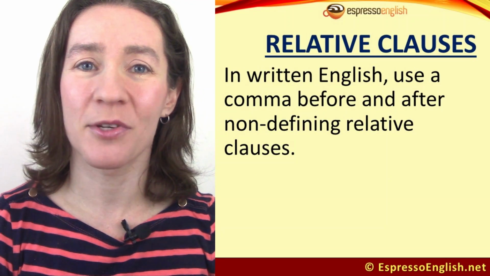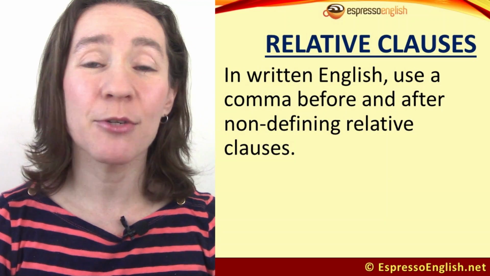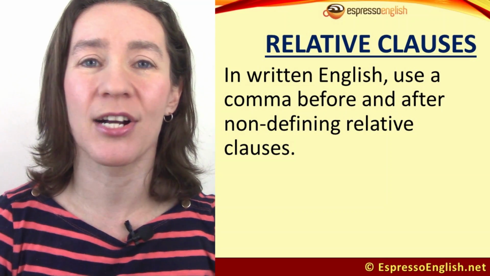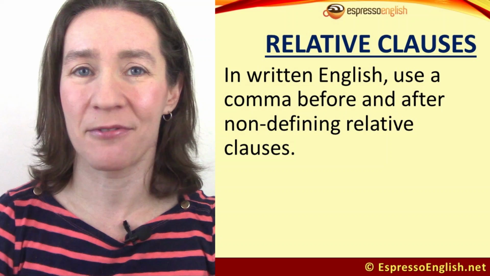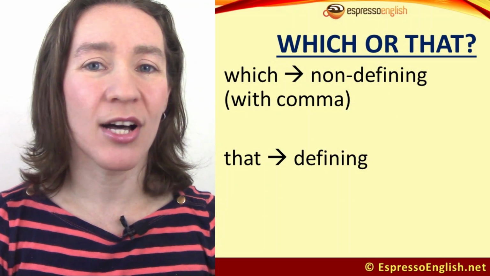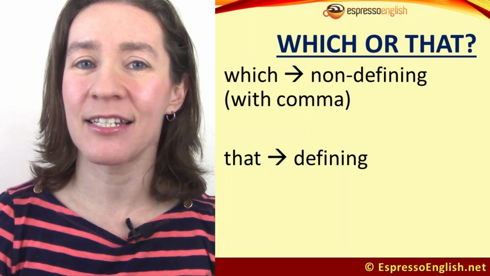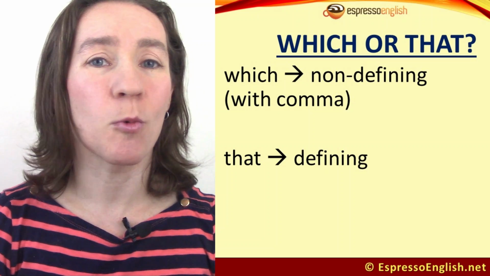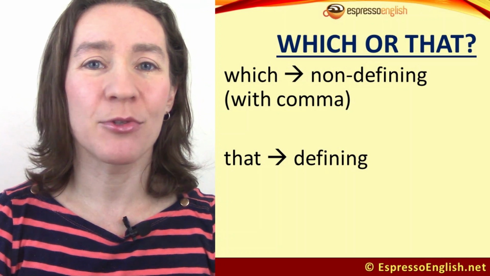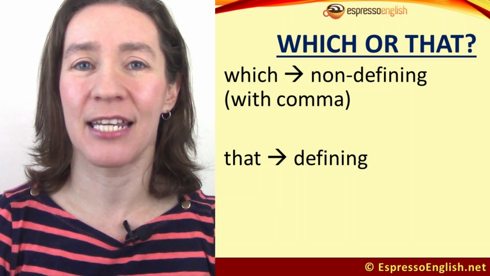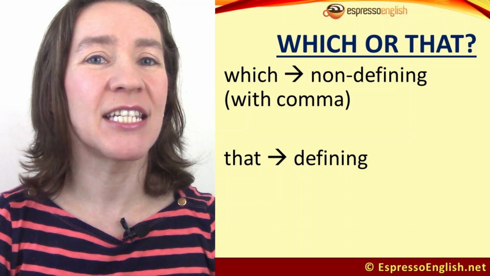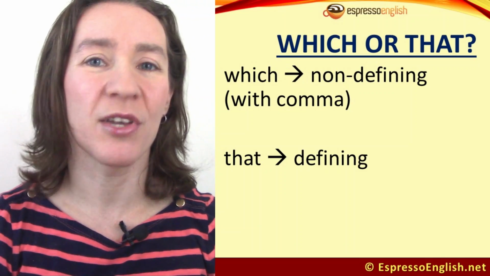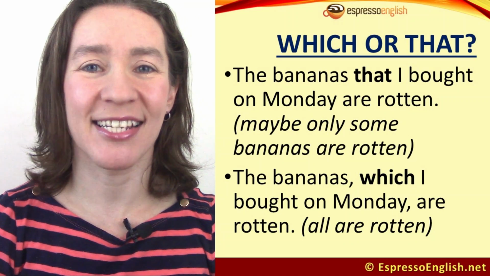You might have noticed from those examples that in written English, we use a comma before and after non-defining relative clauses. Again, the ones that add extra information. So whether the clause is defining or non-defining tells us whether to use which or that. We use which in non-defining relative clauses, again with a comma, and we use that for defining relative clauses without a comma.